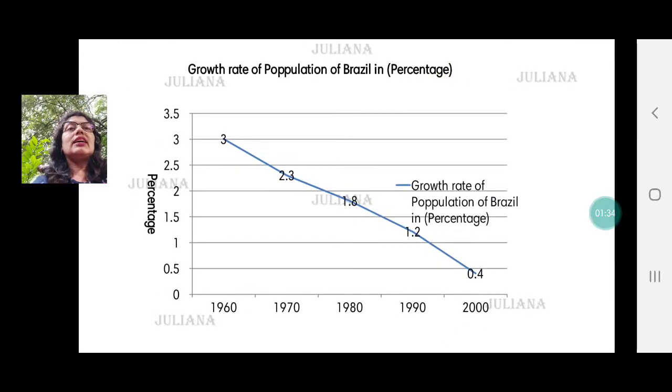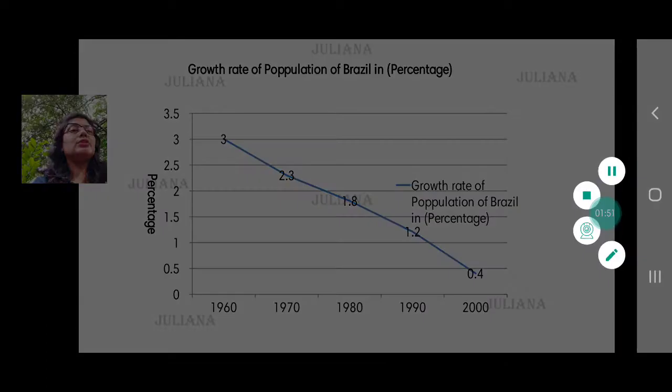What we see here is the growth rate of population of Brazil, percentage wise. So on the y-axis you get the percentage of the growth rate, and on the x-axis you get the years, right from 1960, 70, 80, 90, 2000. For map skills, you should be able to read the graph.